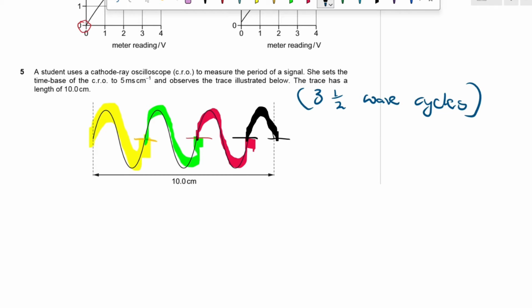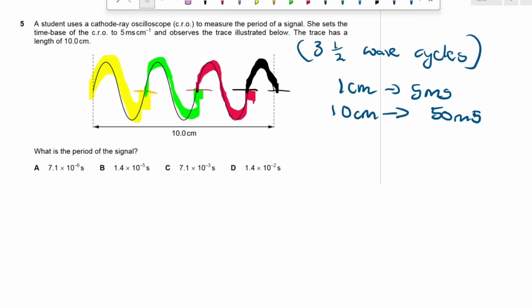But how much space are they taking up? Well, if you look at that, we have 10 centimeters. So if 1 centimeter is going to represent 5 milliseconds, then 10 centimeters, as in the graph, is going to represent 50 milliseconds. Isn't that important? So in 10 centimeters, you have 3.5 cycles. So how much does one cycle occupy? It's going to be 50 divided by 3.5. That's basically going to give you 14 milliseconds, which is 1.4 times 10 to the power of -2. The correct answer is going to be D.